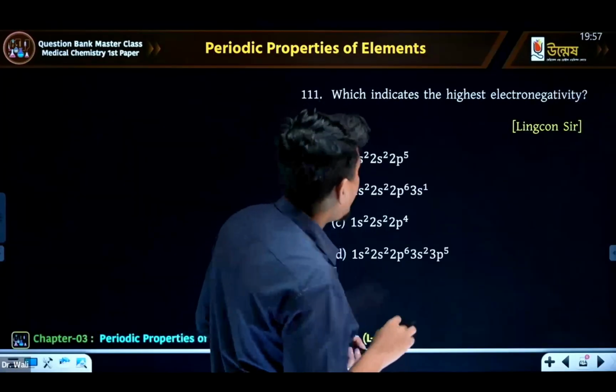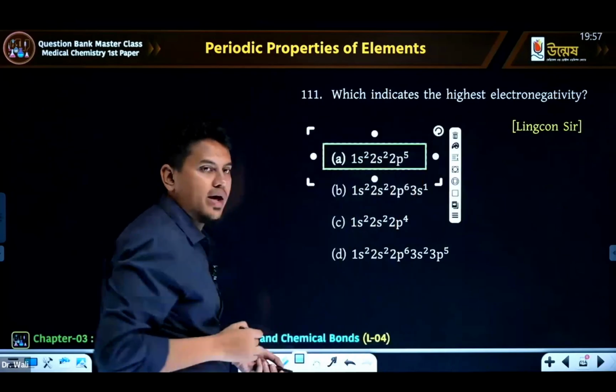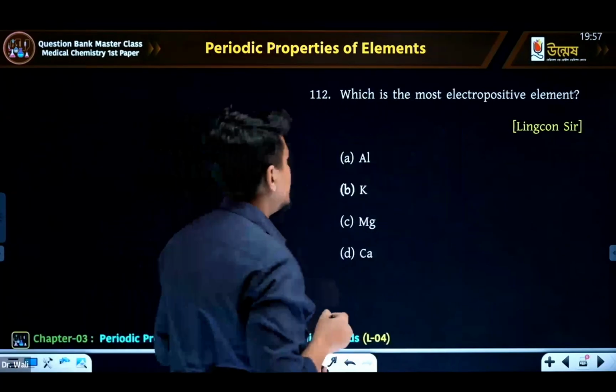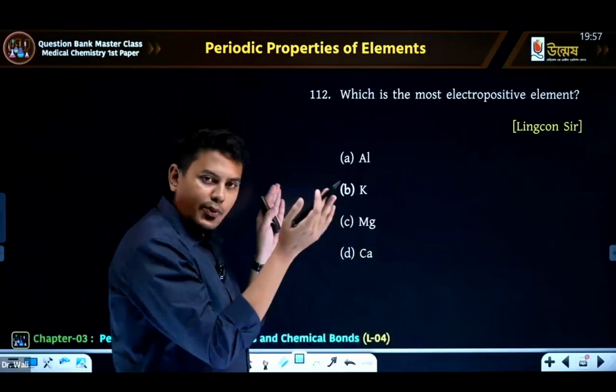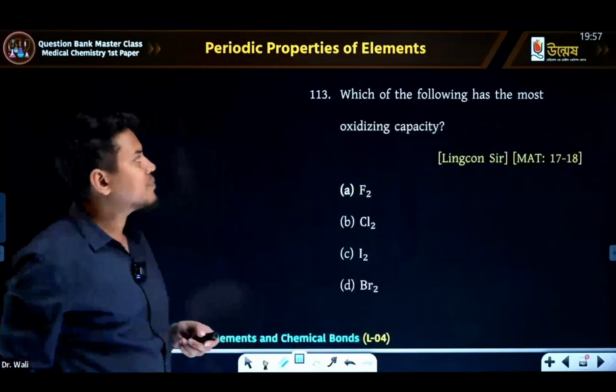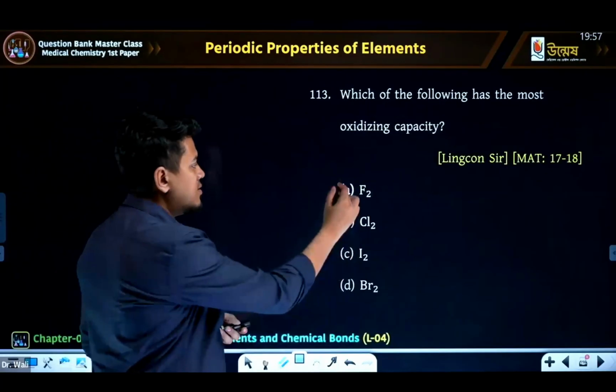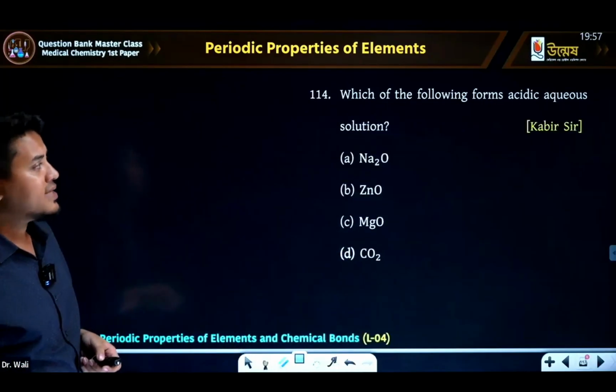Which indicates the highest electronegativity? Highest electronegativity will be demonstrated by fluorine, right? So this is the electronic configuration of fluorine. Which is the most electropositive? Certainly, the one located at the left side and the lower portion, that is potassium. Which of the following has the most oxidizing capacity? It is fluorine.